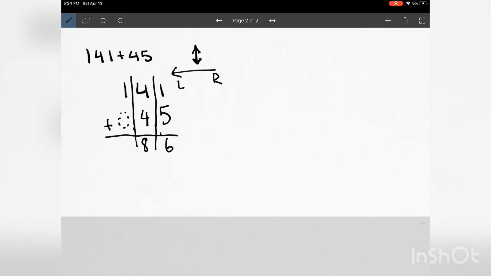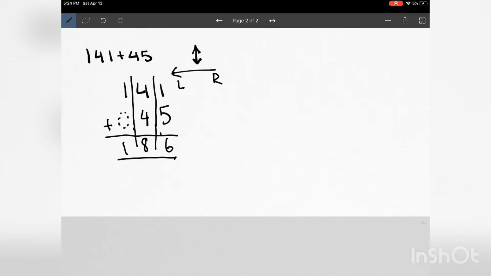So you can write in a dotted 0 to show that there could be a 0 there, or you can just write in a full-on 0, or you can just write nothing at all. But it's honestly your choice. I'm going to put in a dotted 0 just so you know what there would be over there. So 1 plus our imaginary 0 would be a 1. So the final answer is 186.